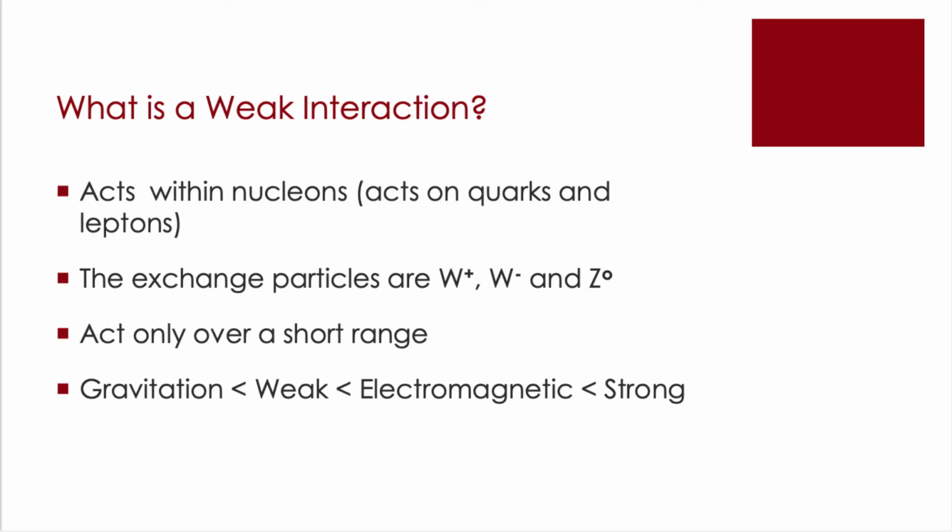Now you can see my bottom line here. Gravitation is less than the weak force, which is less than the electromagnetic force, which is less than the strong force. In our data booklet, it's nicely written like this, in order. A lot of people confuse this. They think the weak force is going to be the weakest, but the gravitational force is much weaker by far than the weak force. Just remember, your data booklet is there to help you out. They've actually put it in order for you.